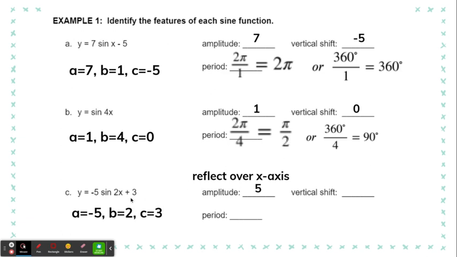The vertical shift is that number lonely on the side, and that was up 3. Now, look at that period. That b is going to change our period. So what is 2 pi divided by 2? Reduced down, 2 divided by 2 is 1. So exactly 1 pi. Or in the degree world, 360 divided by 2.